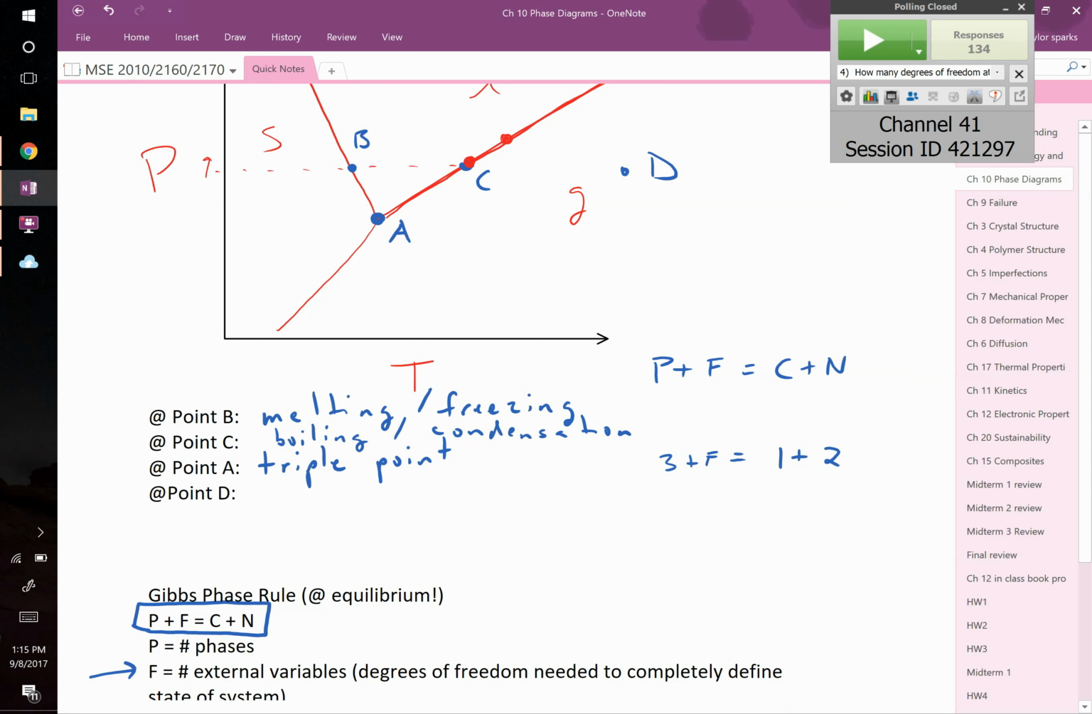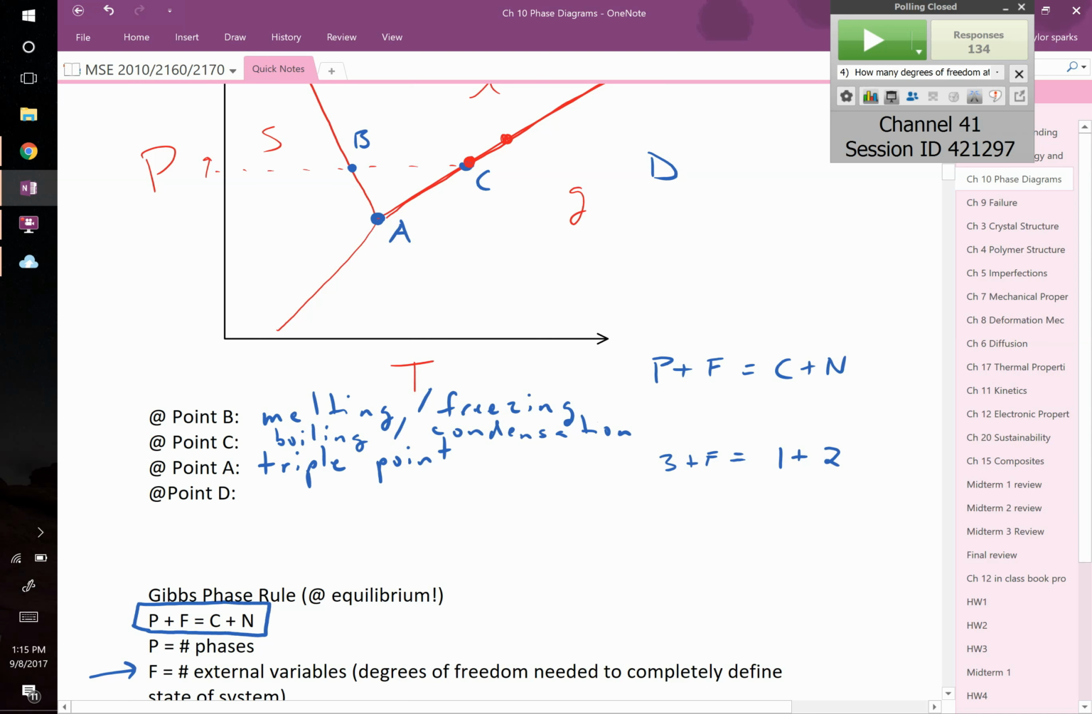So that's the degrees of freedom. We have no degrees of freedom. We can't change anything in this system and stay in equilibrium that we had defined at this point. Because at that point you have solid, liquid, and gas all in equilibrium. And you can't move that point anywhere else. You can't go down in temperature or you get rid of your gas, right? You can't go up in pressure or you get rid of your gas. So there's just one point where this happens.